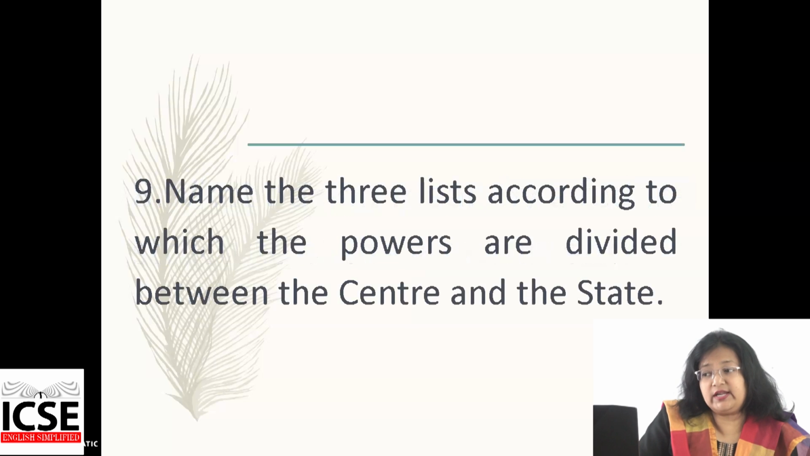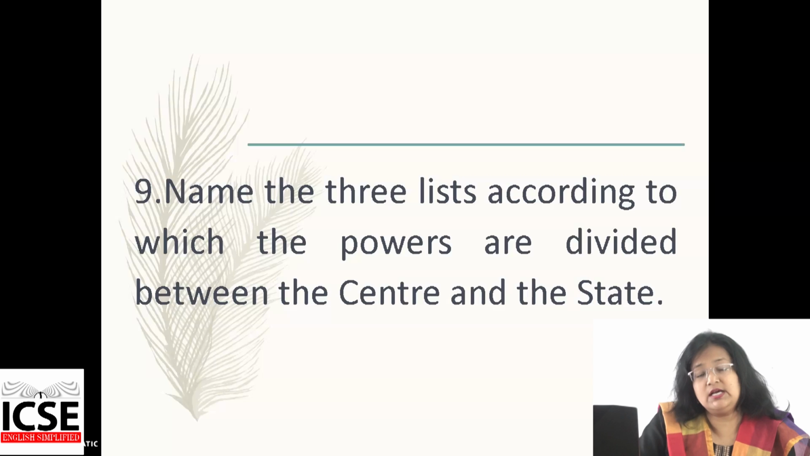Name the 3 lists according to which the powers are divided between the center and the state. So as I just mentioned, state list, union list, concurrent list. You should know at least one subject that is there in the state list, union list, and concurrent list.